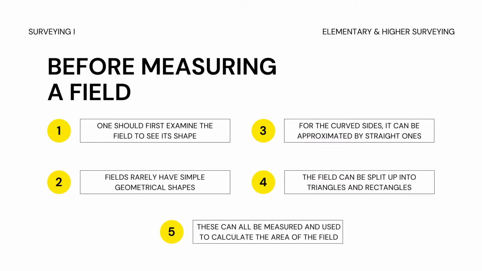Before measuring a field, one should first examine it to see its shape. Fields rarely have simple geometrical shapes. The curved sides can be approximated by straight ones. The field can then be split up into triangles and rectangles, which can all be measured and used to calculate the area of the field.